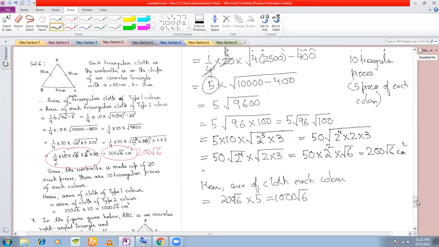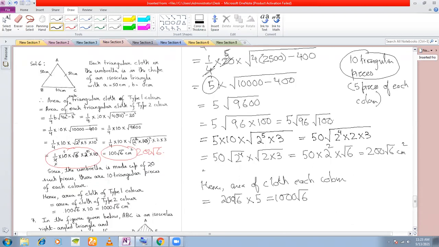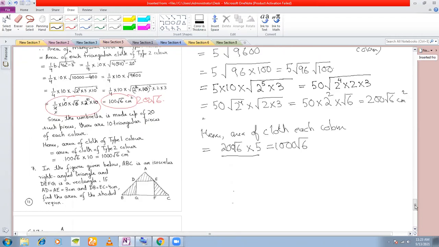So now the umbrella is made up of 10 such triangular pieces. In 10 such triangular pieces, there are 2 types of colors which are alternating. So 5 triangles of one color and 5 triangles of the other color. So what is the area of the cloth of each color? 200 root 6 into 5.